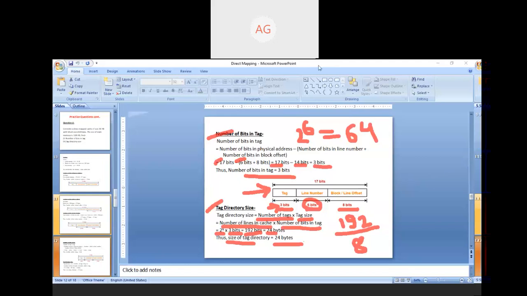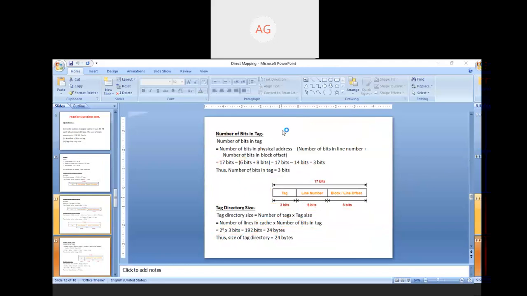So here you can see, the tag directory size we can find by using the formula number of tags times tag size, which can be further converted into number of lines in cache times number of bits in tag. We are using this formula because we know how many bits are there in the tag, which is 3 bits. We already found this, and the number of lines in the cache, as the line number consists of 6 bits.